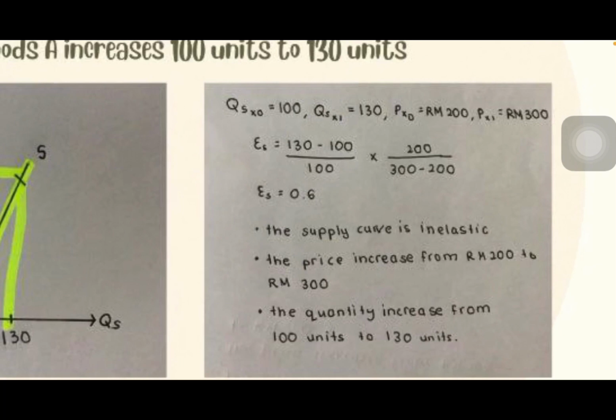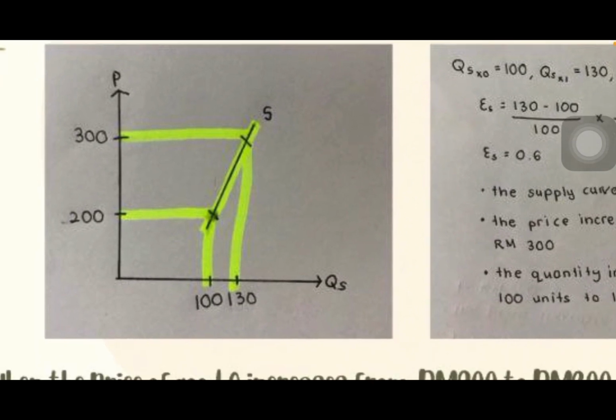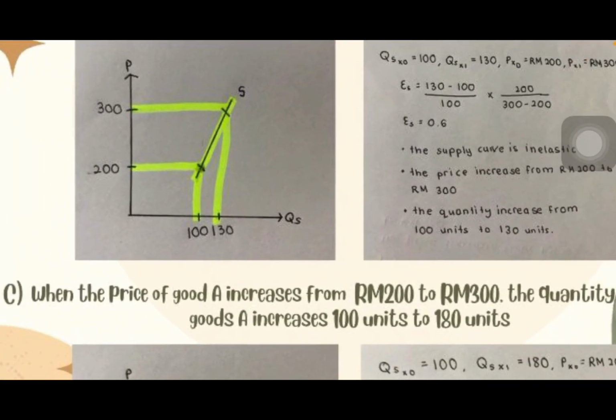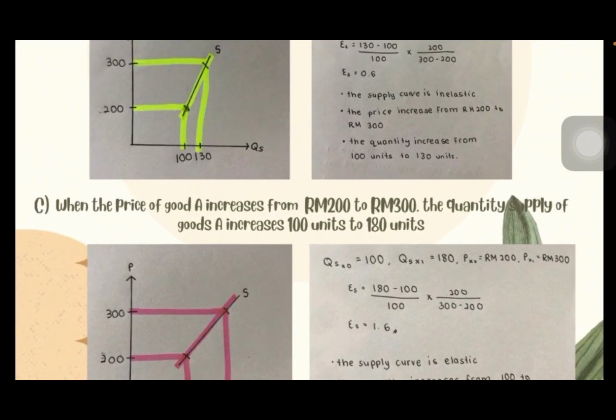The price increased from RM200 to RM300. The quantity increased from 100 units to 130 units. So here is the graph, where 100 increased to 130. Price also goes from 200 to 300. So for the last question, when the price of good A increased from RM200 to RM300, the quantity supplied of good A increased from 100 units to 180 units.